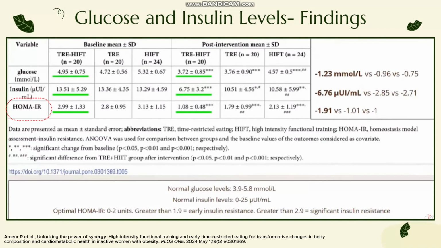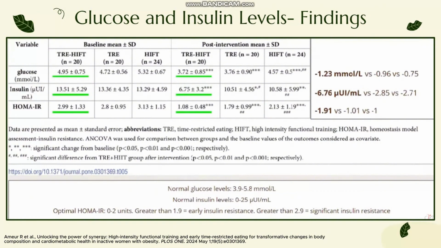Finally, looking at HOMA-IR, all 3 groups had values of 2.9 at baseline, indicating significant insulin resistance. But after the intervention, the TRE and the TRE with HIFT groups showed a major reduction in insulin resistance. The TRE group dropped to 1.79, while the TRE with HIFT group dropped to 1.08. These are considered healthy values, well below the threshold for early insulin resistance, which is 1.9. In contrast, the HIFT only group had a smaller reduction to 2.13, which still indicates some degree of insulin resistance.